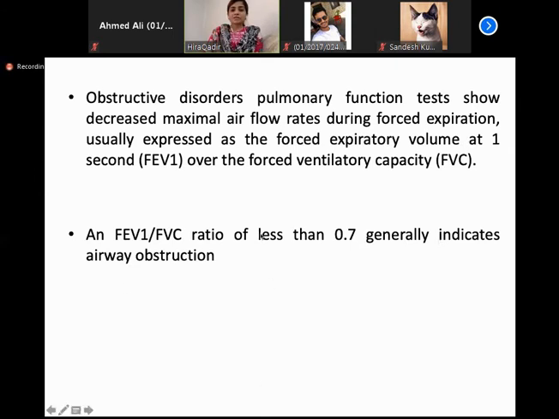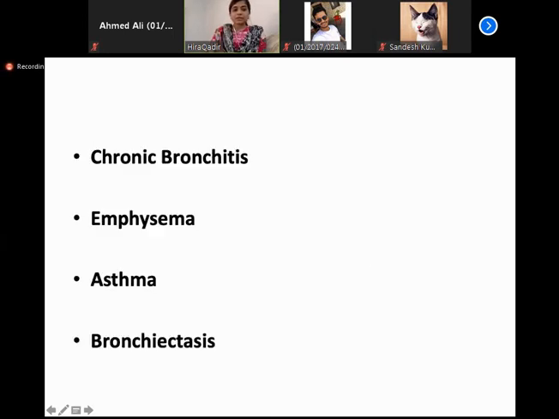So this slide is again the repetition that forced expiratory volume in 1 second is more reduced than forced vital capacity. So the ratio is less than 0.7 generally. Now, how do we classify obstructive lung diseases? There are four things: chronic bronchitis, emphysema, asthma, and bronchiectasis. I will discuss chronic bronchitis and emphysema today, and the remaining two tomorrow morning at 9:30 a.m.